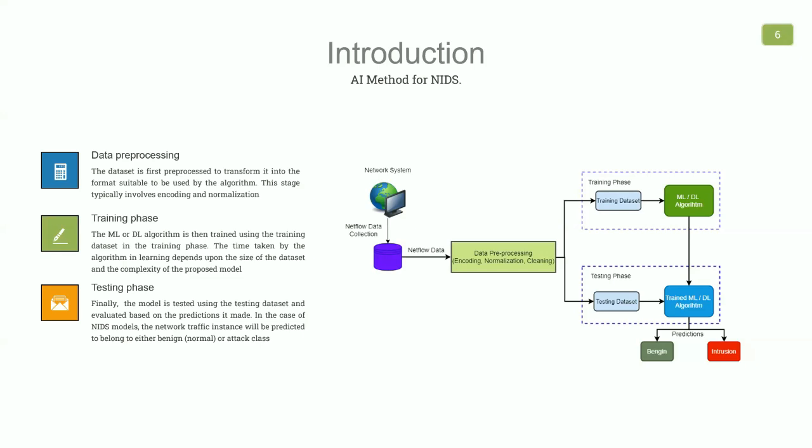In the training phase, the machine learning or deep learning model is trained using the training dataset, and the time taken for the training depends on the dataset size and the complexity of the proposed model. Finally, in the testing phase, the model is evaluated using the testing dataset based on its predictions. For network intrusion detection models, the network traffic instances are predicted to belong to either benign or normal classes.